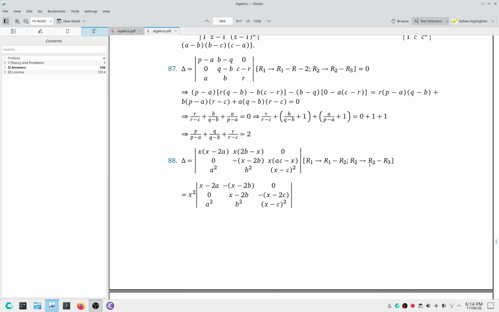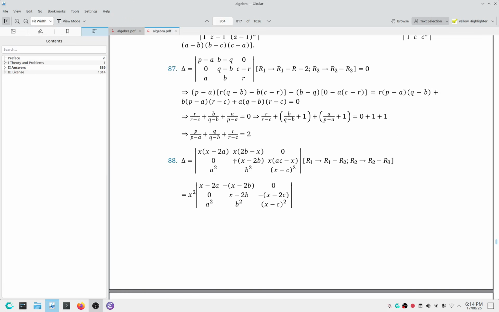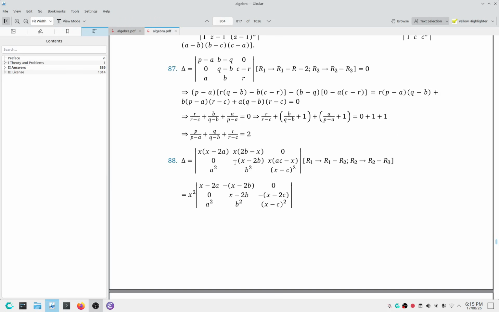So we do r2 is equal to r2 minus r3. There should be an x here, okay? R2 is equal to R2 minus R3. So this becomes 0 and there should be a plus sign here as well. This should be x square minus 2bx. So this should be plus sign x and x minus 2b. Right? Seems like a calculation mistake. So this should be x times x minus 2b. So we take x common, as you can verify from the next one. That is indeed the case.